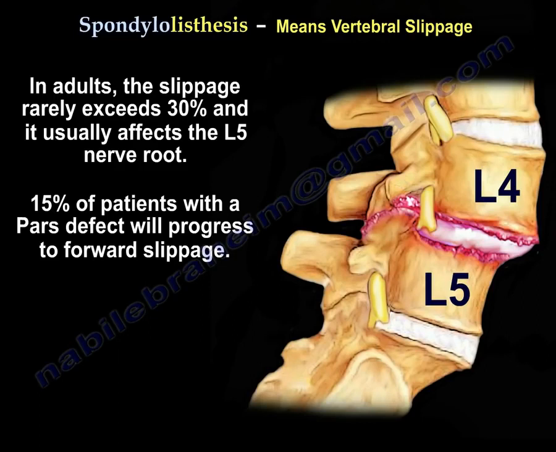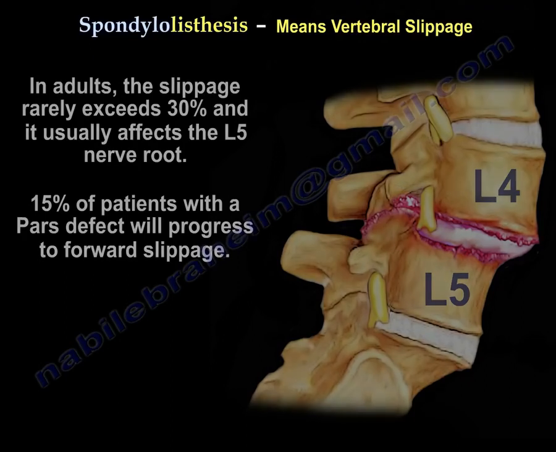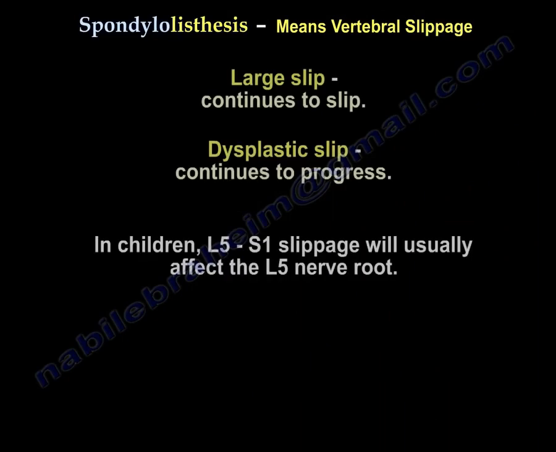15% of patients with pars defect will progress to forward slippage. If there is a large slip, it will continue to slip. If you have a dysplastic slip, it will continue to progress. In children, L5-S1 slip will usually affect the L5 nerve root.